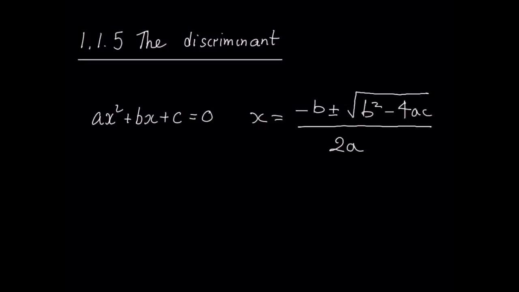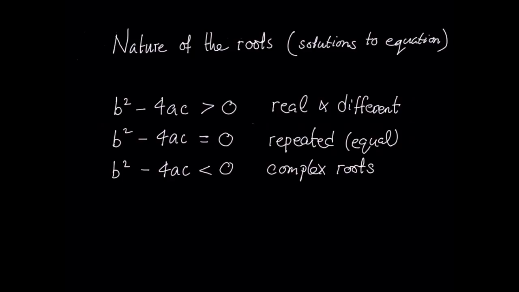The discriminant of a quadratic is the b squared minus 4ac part underneath the square root sign of the quadratic formula. This tells us something about the nature of the roots of the quadratic. The roots are the solutions to the equation.